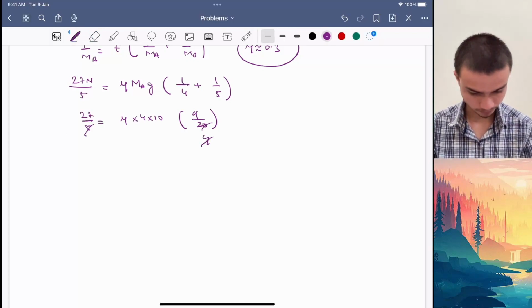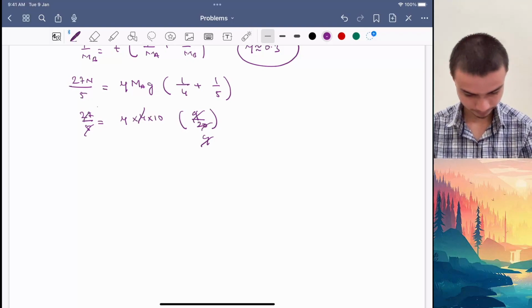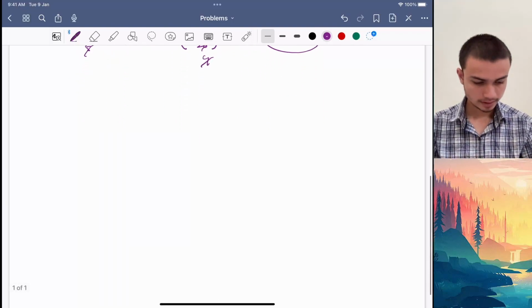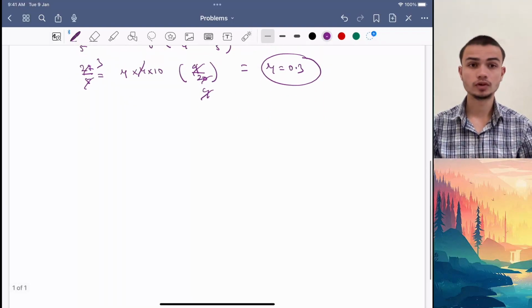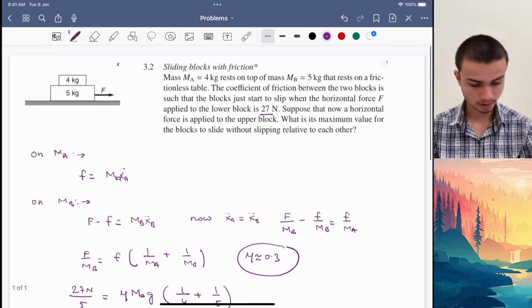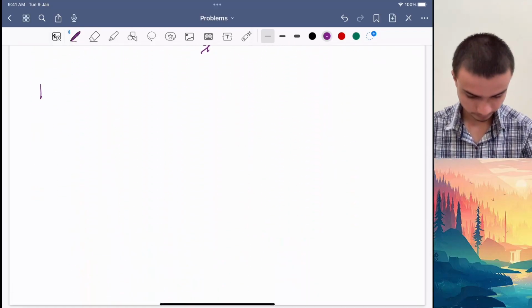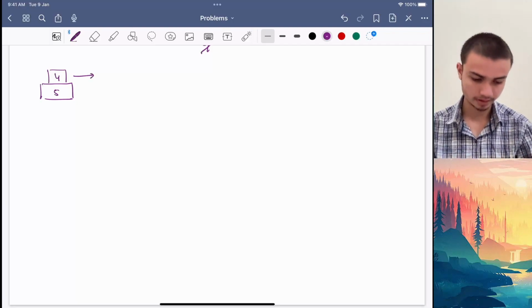So there we go, mu equals 0.3. And now, since I have got mu equal to 0.3, let's move to the next part of the problem. I have the same system, but now the force is being applied here.